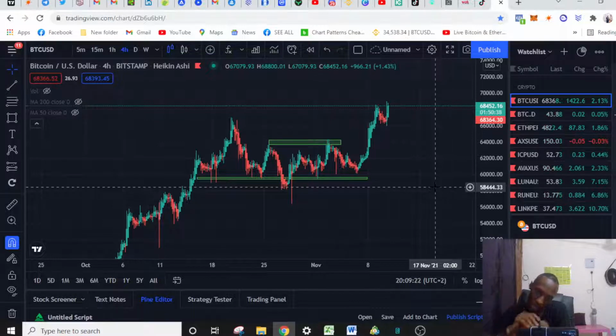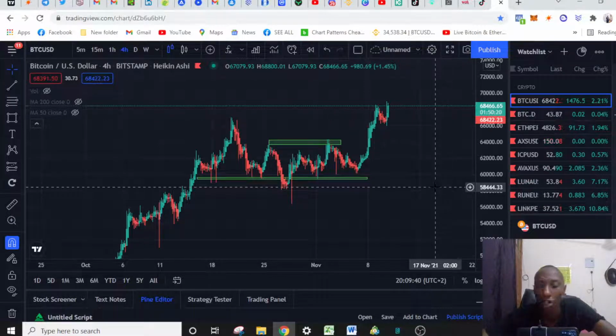Okay, so like allocating the capital that you have in your portfolio. Okay, so how do I allocate my capital? So, one, you have to understand that you have to know your goals. Do you want to have a long-term portfolio or a short-term one?